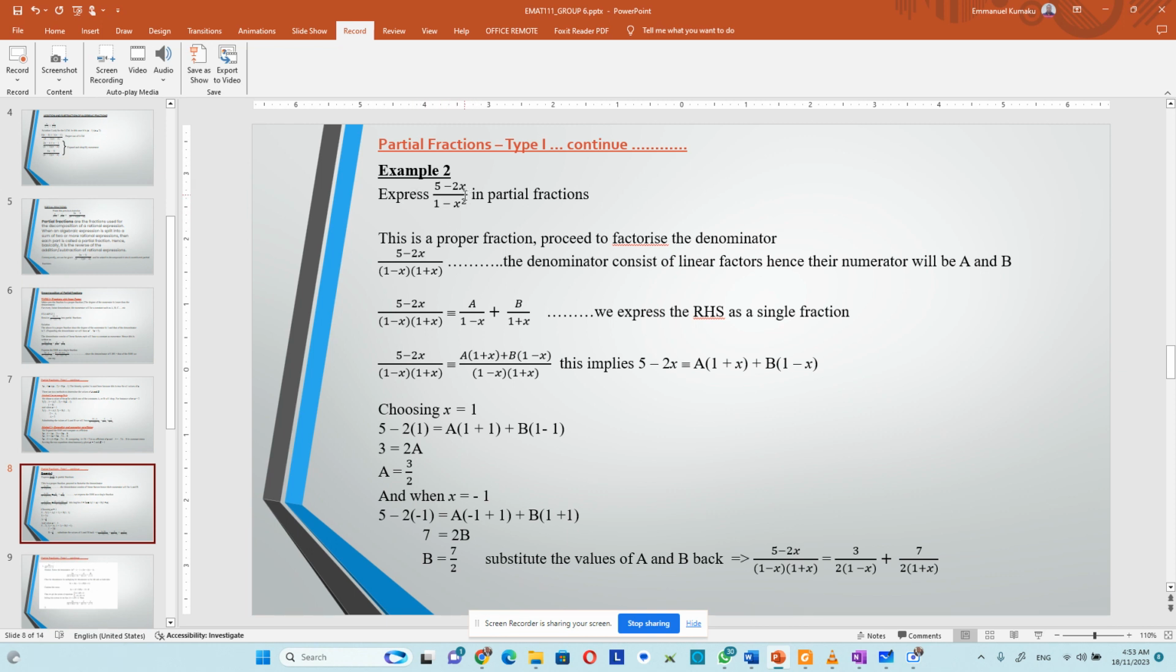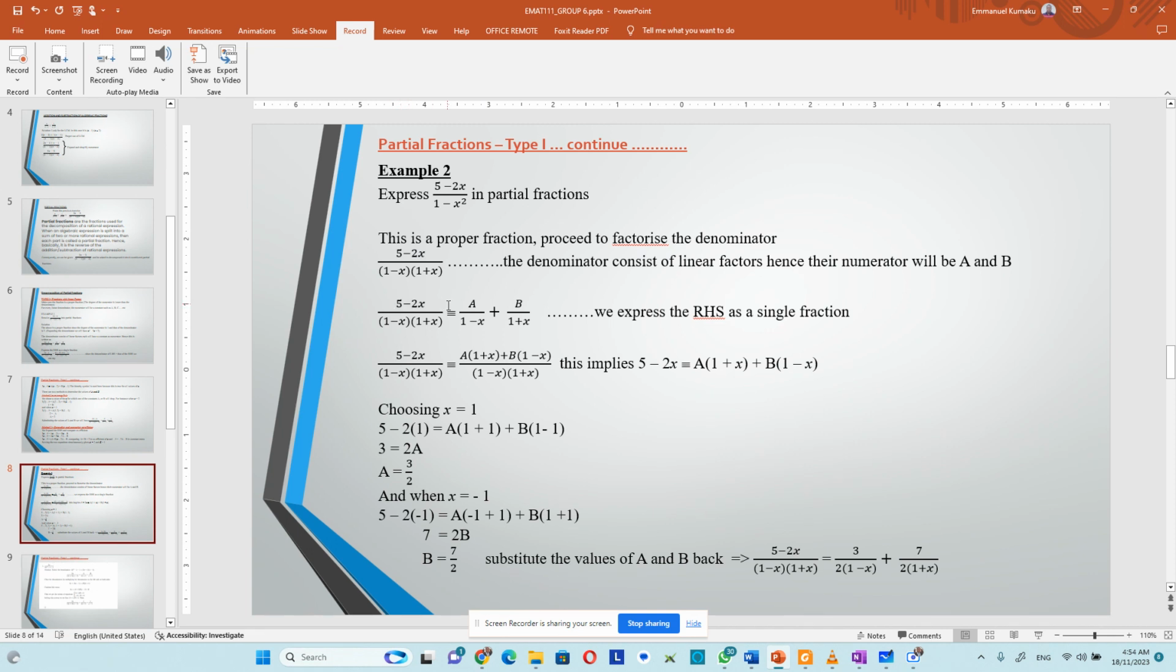So let's check the degree. Here the degree of the denominator is 2, and the degree of the numerator is 1. So this is a proper fraction, and we factorize the denominator. This is a difference of two squares, so it is 1 minus x, 1 plus x. Since the denominators are linear factors, each of them will have a numerator which is a constant, a and b.